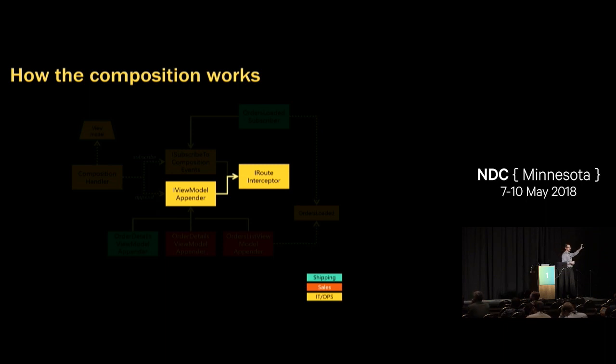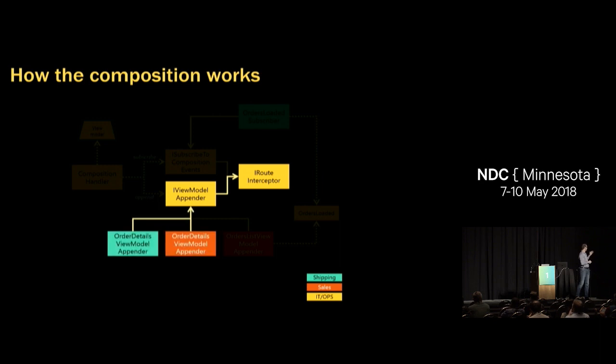The first is the route interceptor. The route interceptor allows any piece of code to say, I want to handle a web request. If a web request comes in, call me. So through that, an object, let's say from sales or billing or shipping or whatever, can hook into the web request handling pipeline and say, I want to handle that URL.